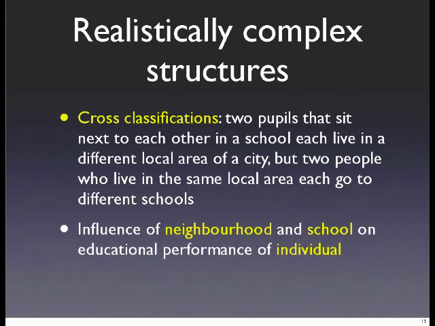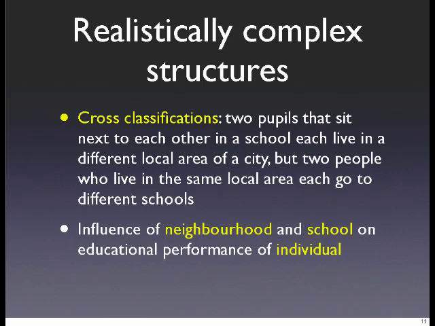Cross-classifications, basically 2 pupils that sit next to each other in the same class might actually each live in a different area of a city, whereas 2 people that live next door to each other might each go to a different school. So if you were looking at area effects and school effects on people's progression through education, then you would have these 2 overlapping groups. We could use a cross-classified approach.